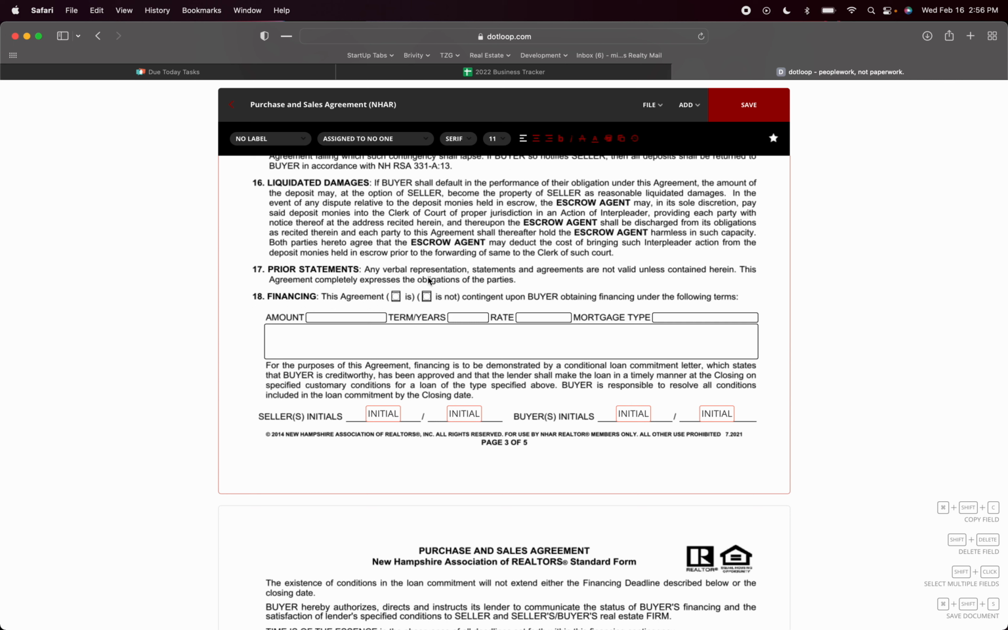Prior statements. In the state of New Hampshire, contracts have to be written, essentially. If there's anything that is outside of this contract, this is basically saying the contract supersedes it.